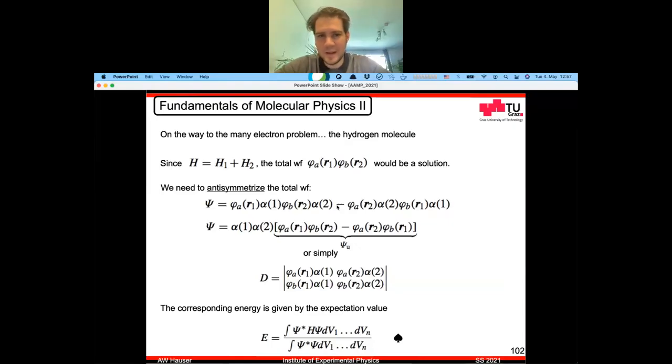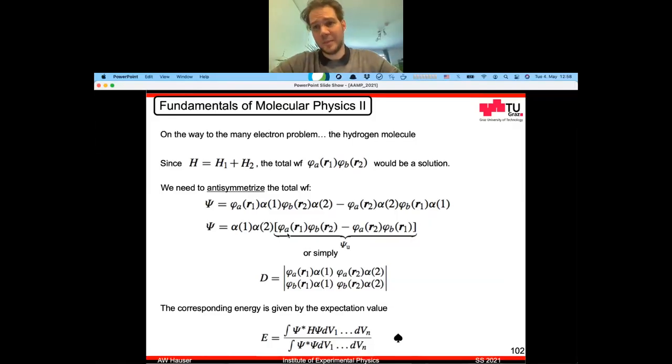Because now we can see that if I change R1 into R2, the wave function is minus what it was before. It picks up the minus sign, and we have successfully anti-symmetrized the total wave function. This expression can be rewritten, so I have now pulled out the spin part, because in both cases it's first electron spin up, second spin up, because all of them are spin up.